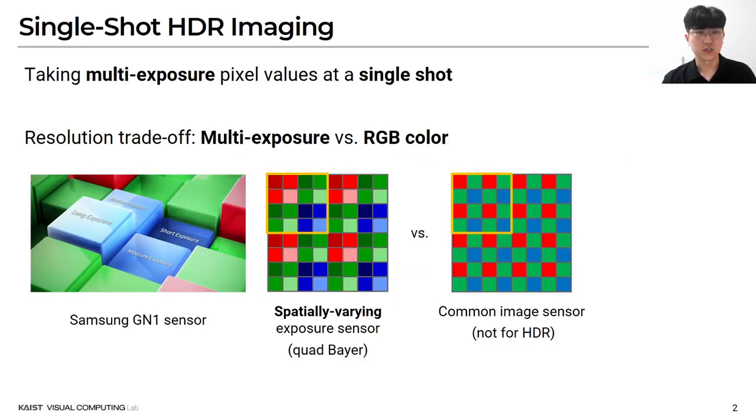Single-shot HDR imaging is a task that performs HDR imaging based on image sensor values obtained with a single shot. Typically, to achieve this, a spatially varying exposure sensor is used, where neighboring pixels have different exposure levels. Single-shot HDR imaging allows us to extend the dynamic range of the captured scene since it obtains information from multiple exposure levels in a single shot. However, one drawback is that the RGB color value is reduced to acquire multi-exposure level information.